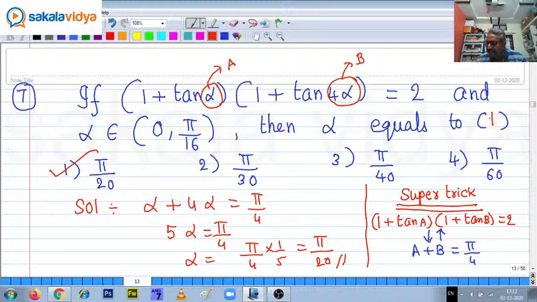Yes, are you there? Which is the right option? Yes, option 1, π/20. Very good, Bollam Jaya. Meghana, very good. Spandana, you are also correct. Yes. Have you understood this problem?